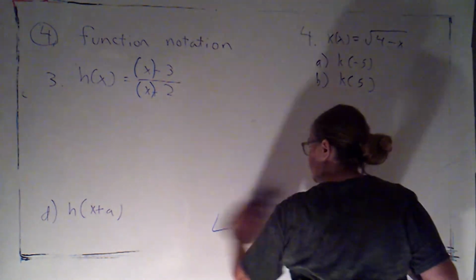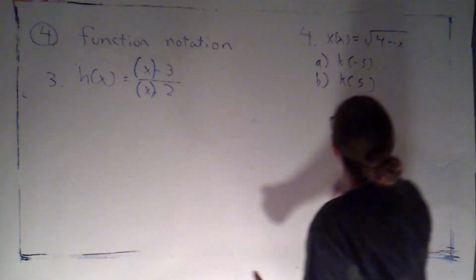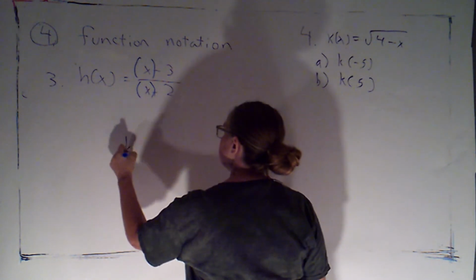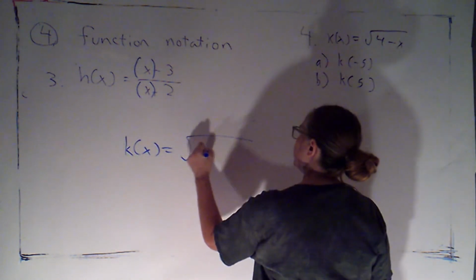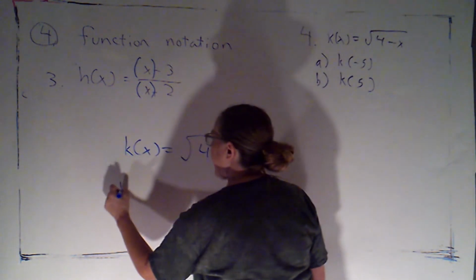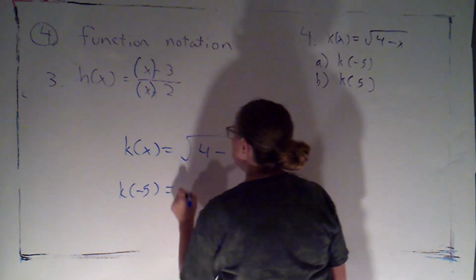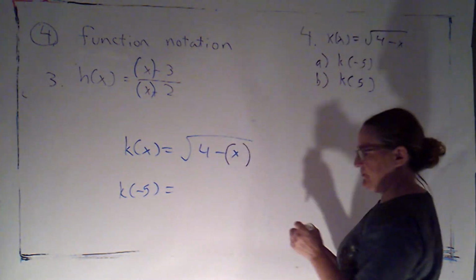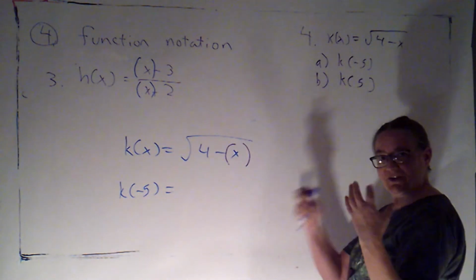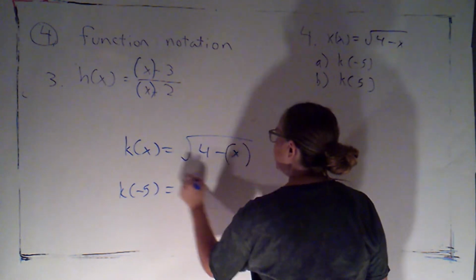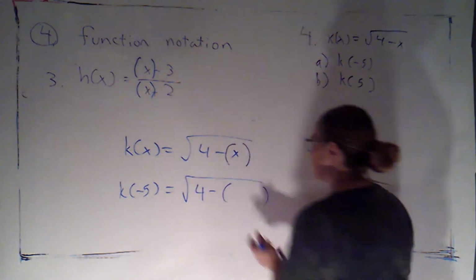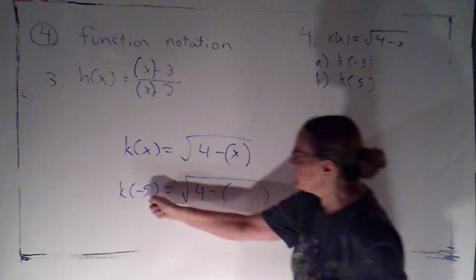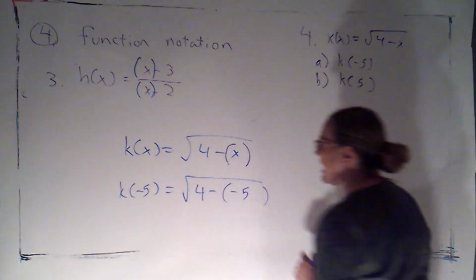So let's try question number 4. So my function k of x was the square root of 4 minus x. So when I'm looking at k of negative 5, I'm going to just recopy that, but I'm going to replace x with just a placeholder for my input. So I'll have the square root of 4 minus, and then inside of those parentheses, I'm going to put what I'm plugging in. So here I'm going to plug in a negative 5.